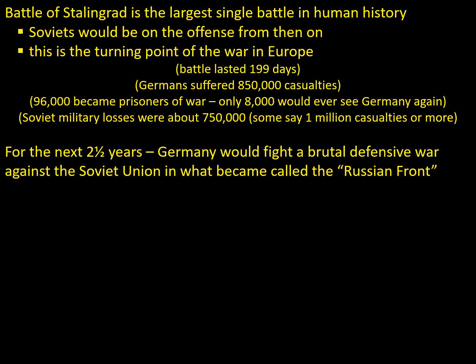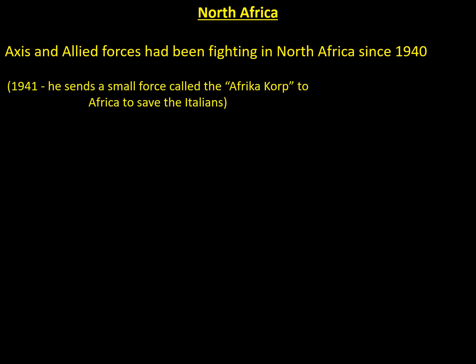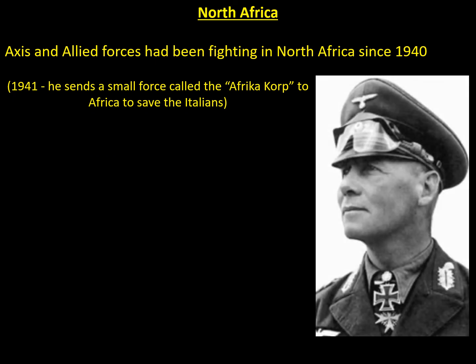For the next 2.5 years, Germany would fight a brutal defensive war against the Soviet Union, in what became called the Russian Front. Now, the last part we're going to cover is North Africa. Axis and Allied forces had been fighting in North Africa since 1940. The Italians did very poorly and were on the verge of losing to the British. So in 1941, Hitler sends a small force called the Afrika Korps to Africa to save the Italians from losing.